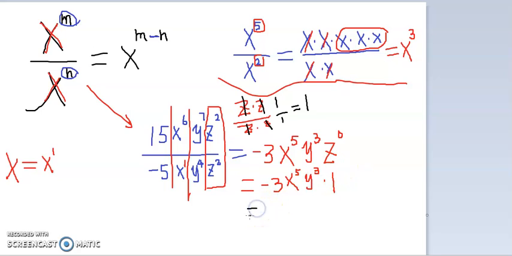And we can write down one more step. Negative 3 times 1 is negative 3, and we keep the variables x to the 5th and y to the 3rd. So if the top and the bottom have the same variable with the same exponent, we can go ahead and cross them out, which is the easiest way to do the question, because anything divided by itself is equal to 1.